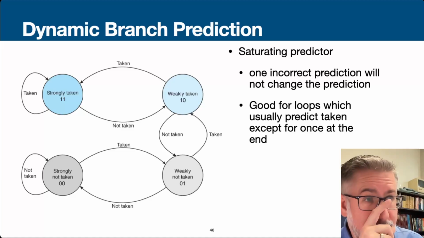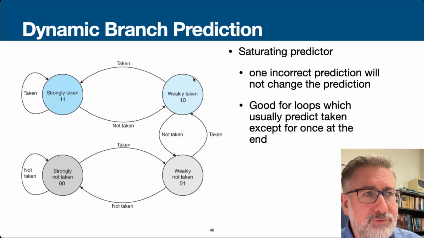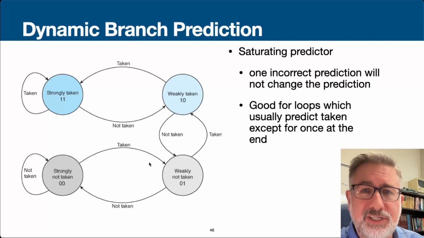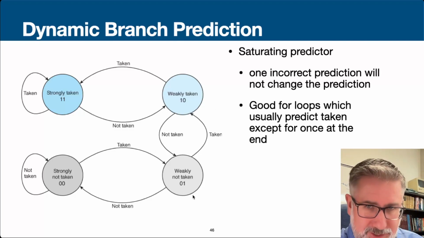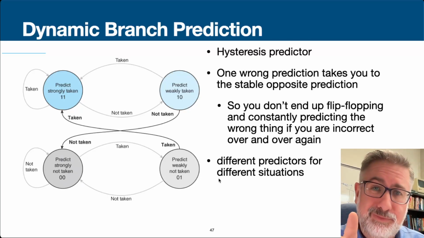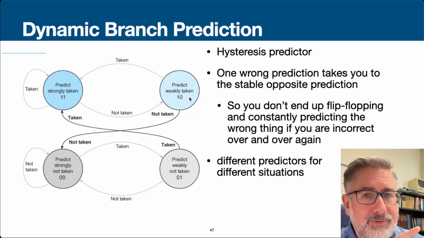So what this does is solve a small problem with the regular saturating predictor, which is that you can get this weird situation where you are going back and forth predicting that you're going to take it, but then you don't take it. And then you predict you're not going to take it, but then you do take it. And you can just get infinite wrong predictions. The hysteresis predictor will fix that problem. If you predict weakly taken and you don't take the branch, then you jump right into strongly taken.